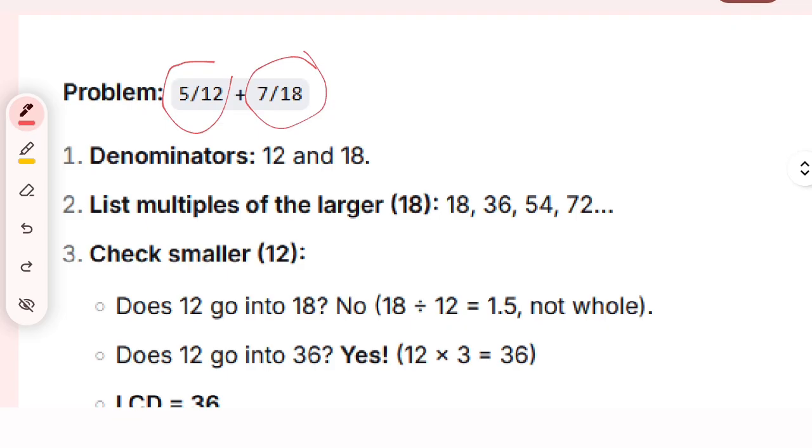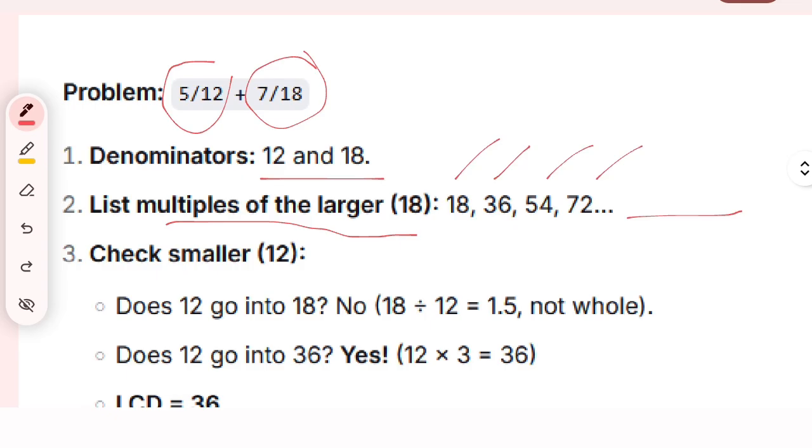So we need to find the LCD of 12 and 18. These are our denominators now, 12 and 18. What we will do is start with 18 and list all multiples of 18. The multiples of the larger denominator 18 are 18, and then we add 18, 36, 54, and so on. You can list so many multiples of 18.